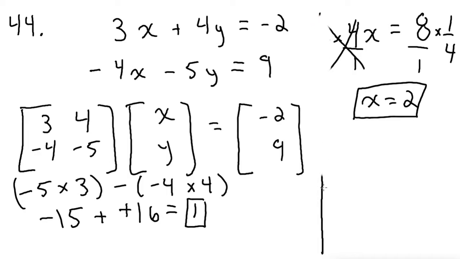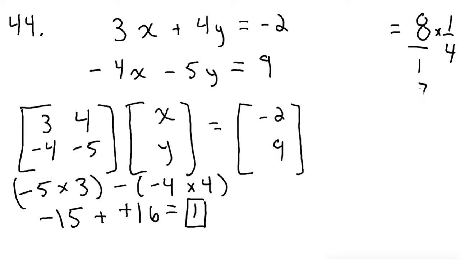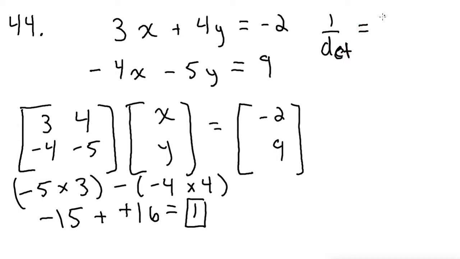Now what I'm going to do with that is use that inverse equation from that other video and find out what the inverse of this is. So that equation is 1 over the determinant, put 1 over det, and that's going to equal this matrix right here. We're going to switch these two numbers. The -5 and this 3 are going to change spots. So the 3 will go here, the -5 will go here.